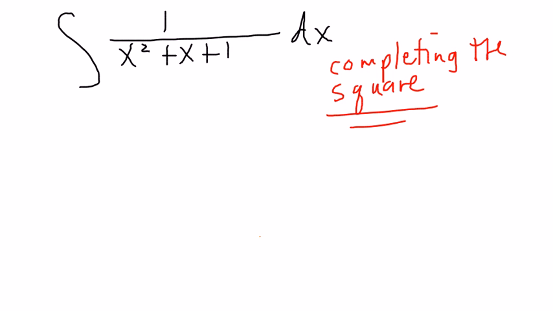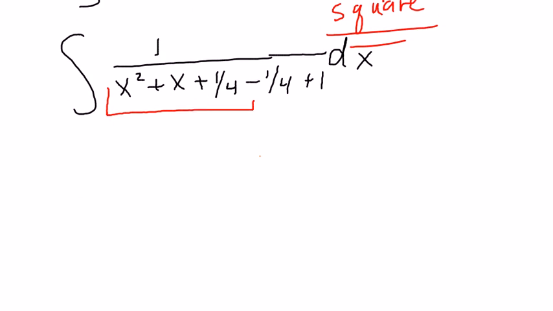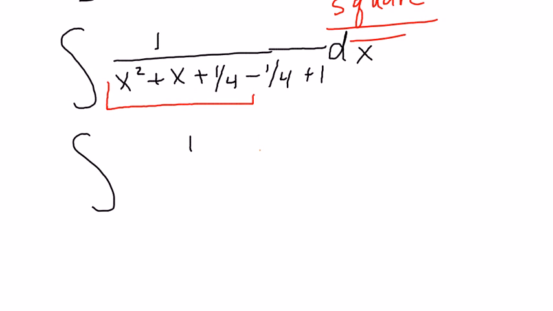Okay, so to do so, you take half of the middle term, so 1/2 of 1, you square it and you add it to your expression, and then you have to subtract it from your expression, dx. Okay, so this term here is x plus 1/2 squared by design. Okay, and then the last term is plus 3/4.